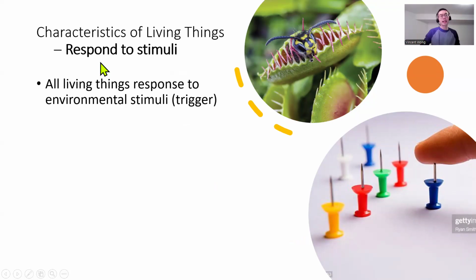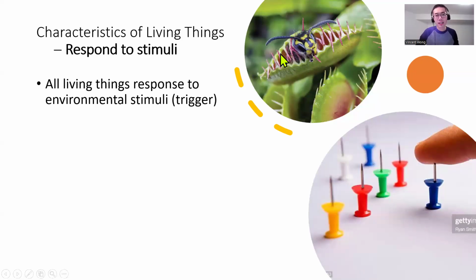The next characteristic is the ability to respond to stimuli. A stimulus is some kind of trigger in the environment. It's actually a plural here. The singular word is stimulus, L-U-S instead of L-I. So this plant here, you might have seen it before. It's called a Venus flytrap, and they are sometimes called carnivorous plants because they eat bugs, right?